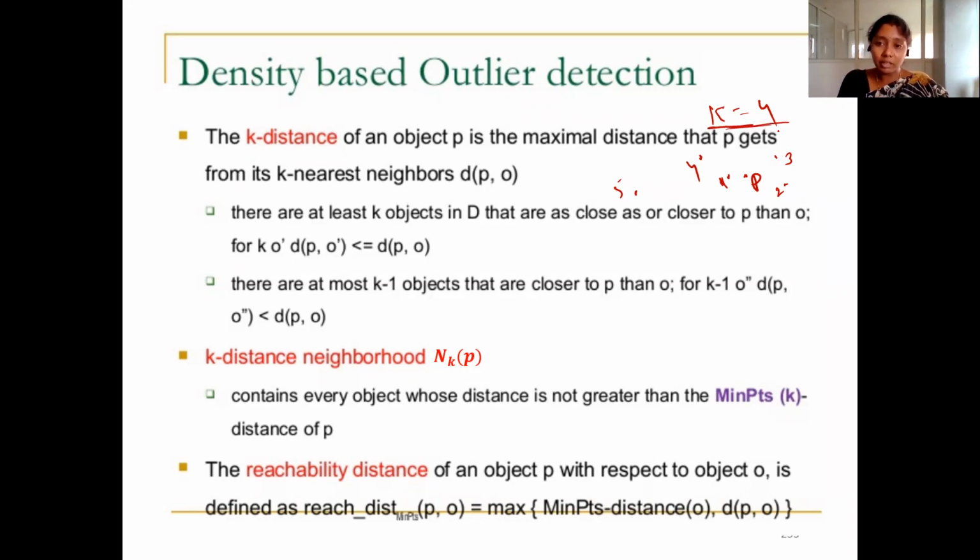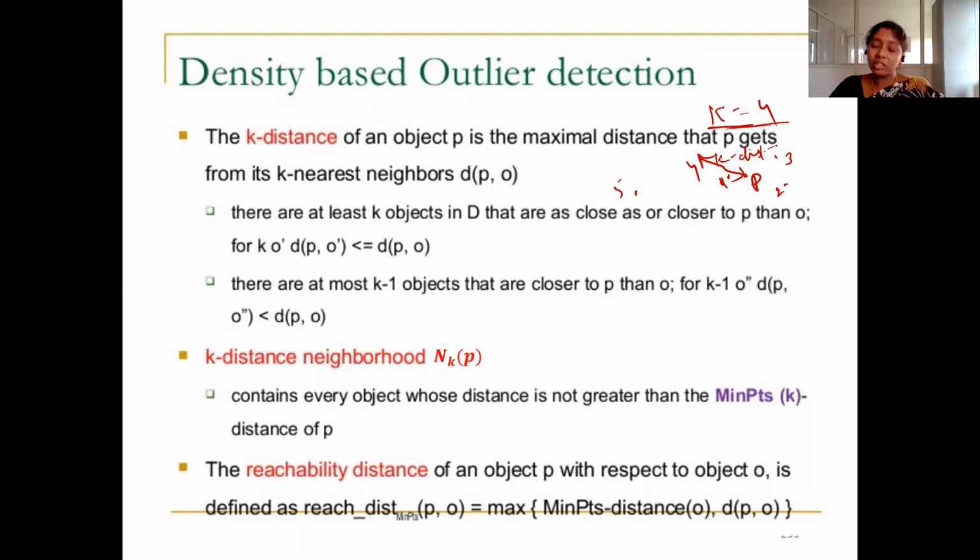So here, K distance is nothing but the distance of the object to its kth nearest neighbor. That means the maximum distance of the object that we need to consider. The distance of P to the first, second and third nearest neighbors is very little compared to the fourth nearest neighbor distance, so that is what we need to consider. This is called K distance. So the K distance of an object P is the maximal distance that P gets from its K nearest neighbors.